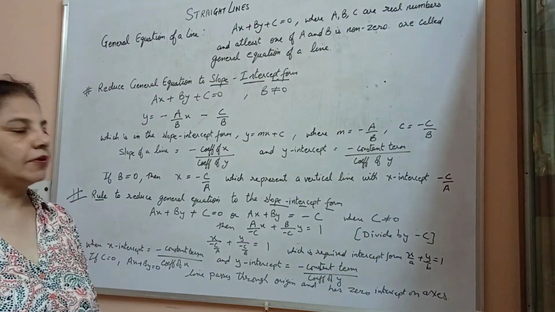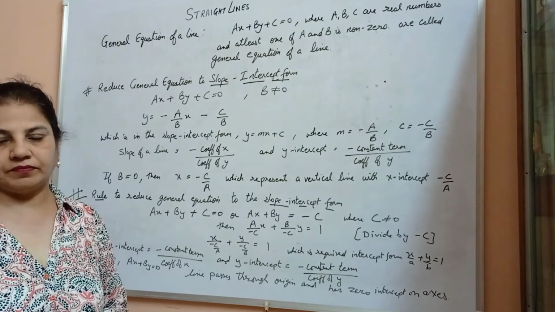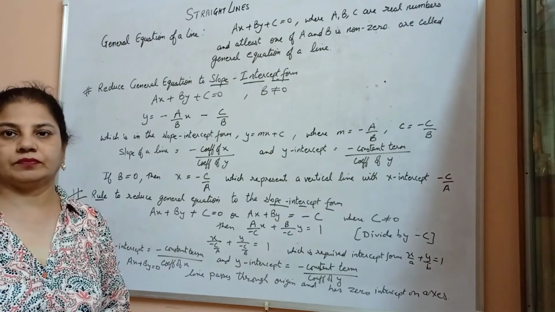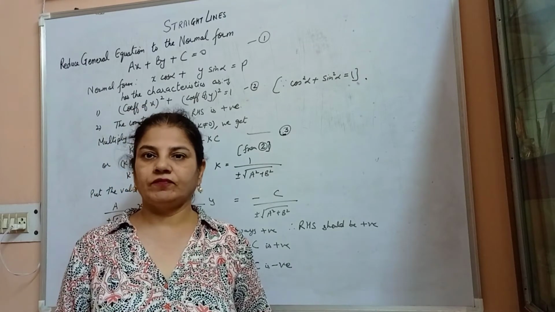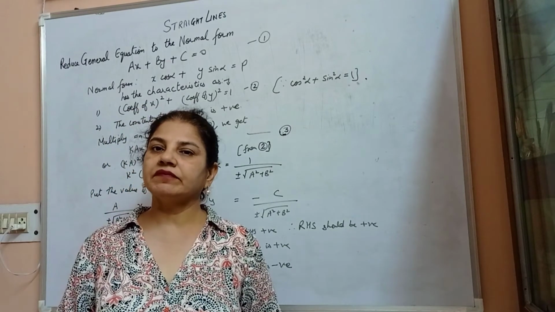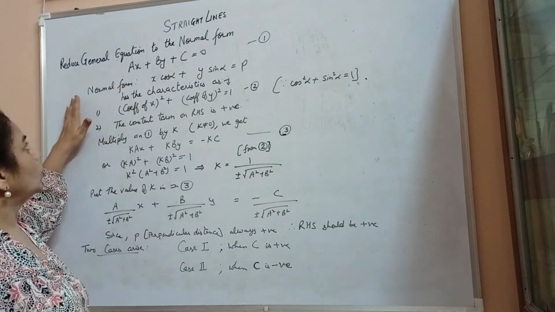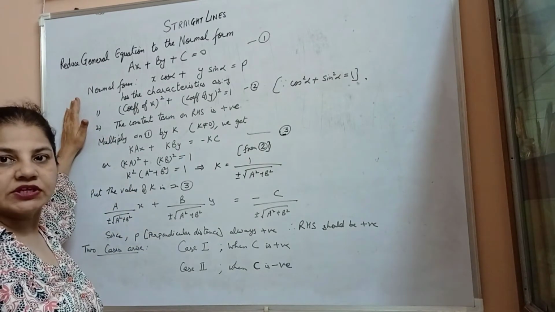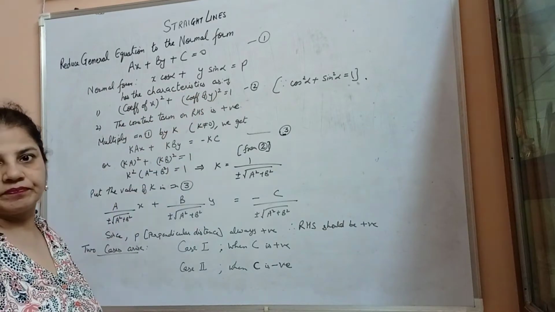Let us study the rules to reduce the general equation to normal form. The general equation is given as ax plus by plus c equals 0. The normal form is x cos alpha plus y sin alpha is equal to p, where p is the perpendicular distance.